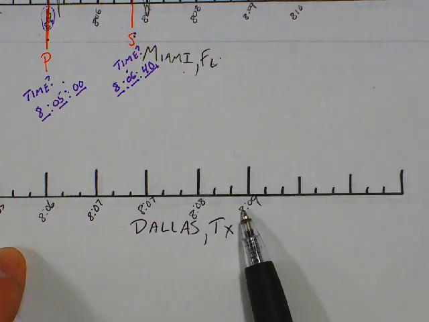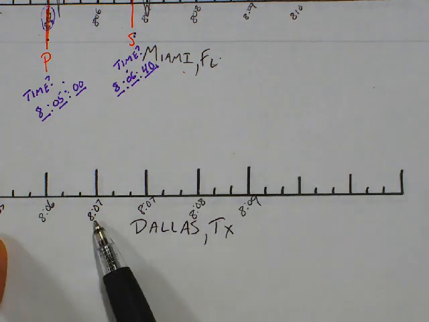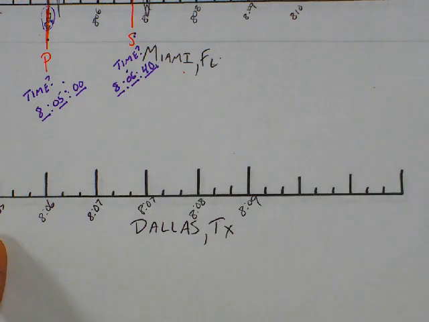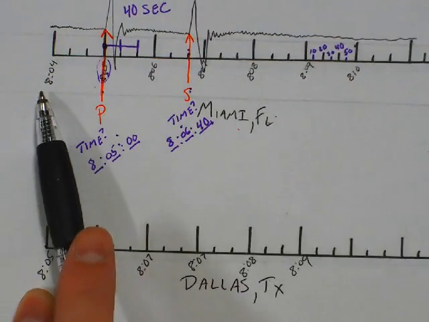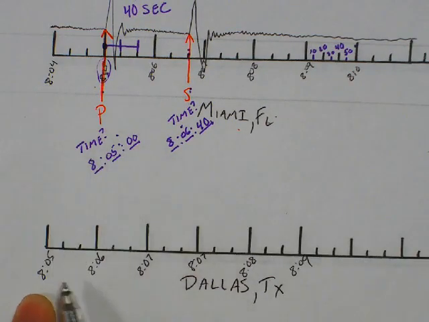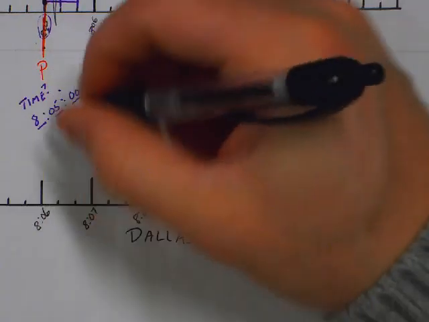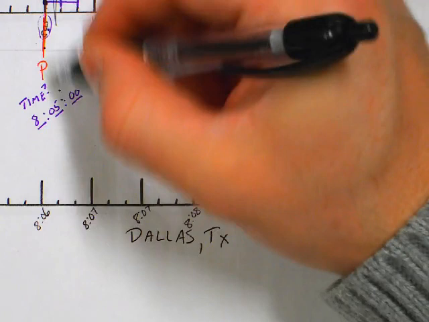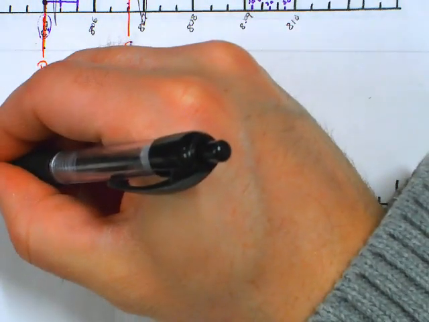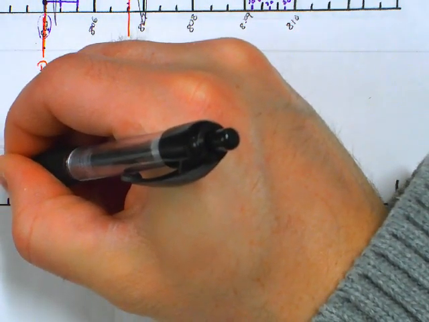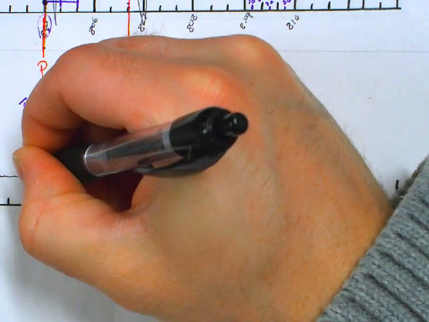Time scale, 8:05, 8:06, 8:07. Okay? It's the same scale, but I just started at a slightly different spot. Dallas is going to be a little bit further away from the earthquake. So where this showed up at 8:05, the P wave is going to show up a little bit later than 8:05. Okay? Because we're just hanging out in Dallas.